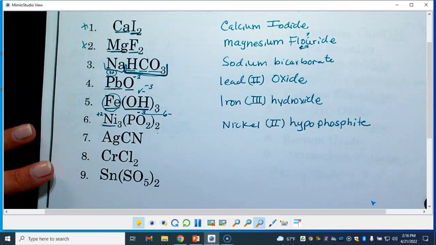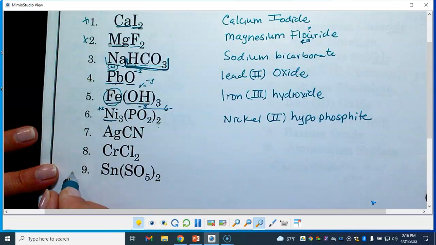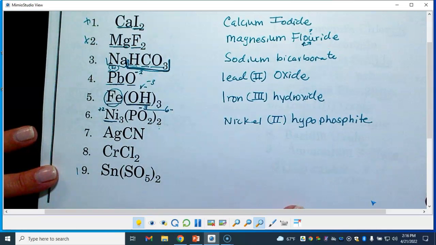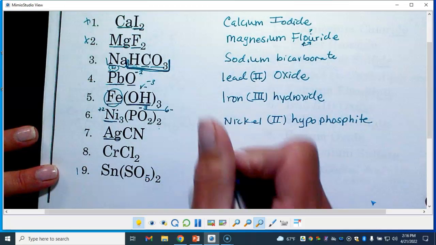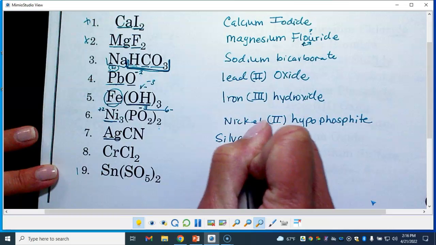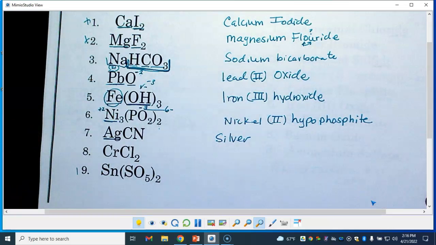Let's jump down to 9. Let's do the rest of them. Ag is what element? Silver. You got to get in the habit. Check to see, does it have more than 1 oxidation number? So Roman numerals are not needed.